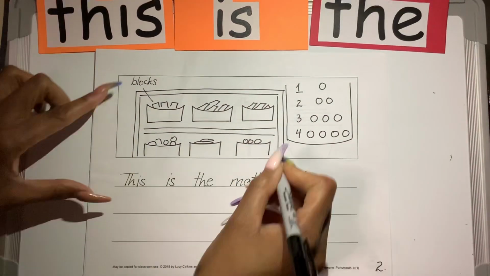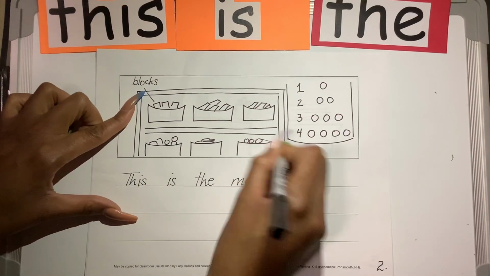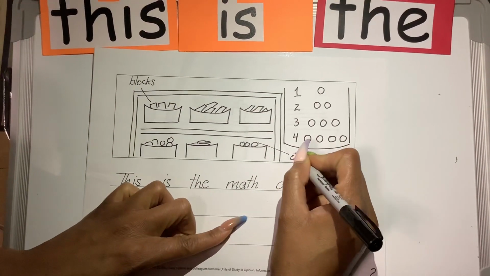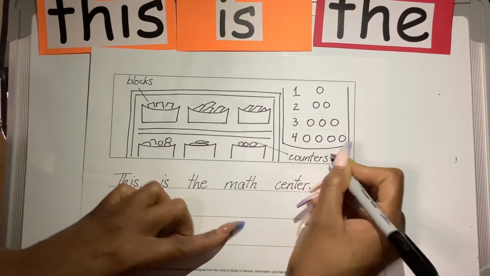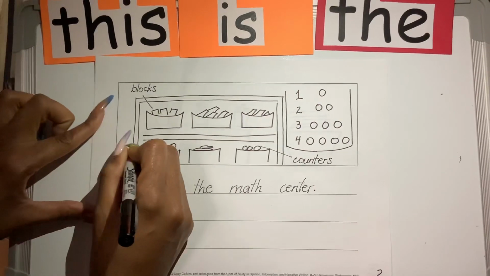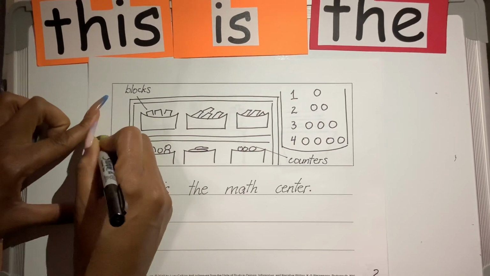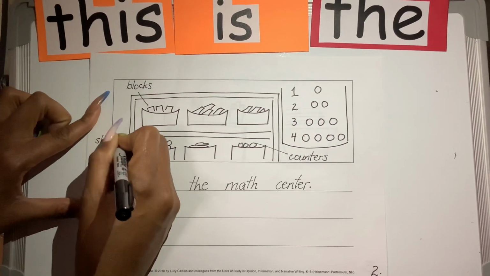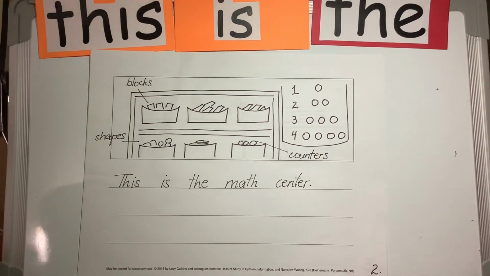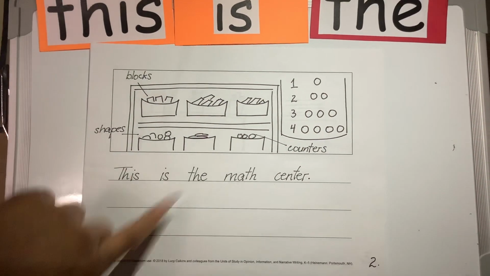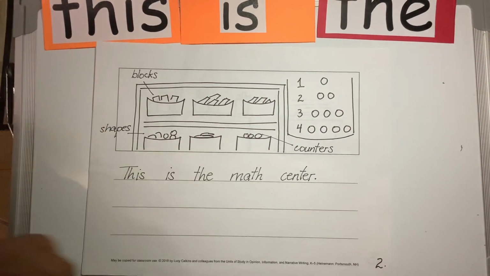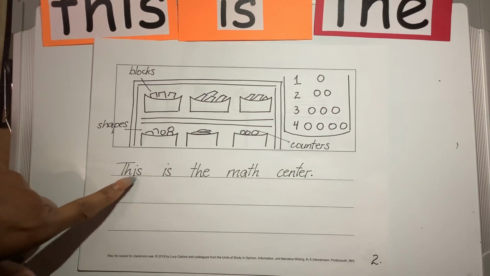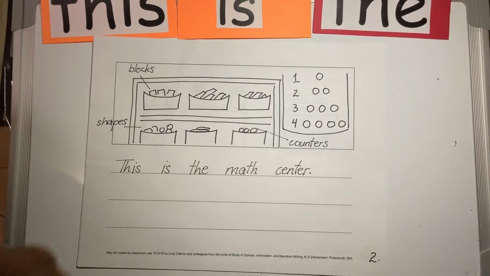These are my shapes right here, or actually these are my counters. These are my counters. These are my shapes that are in my math center. Okay. So I have blocks, shapes, and counters. And I have my sentence. This is the math center.